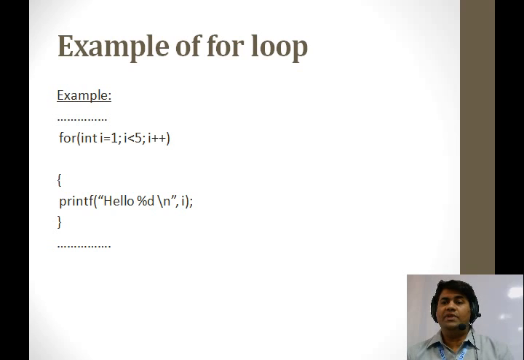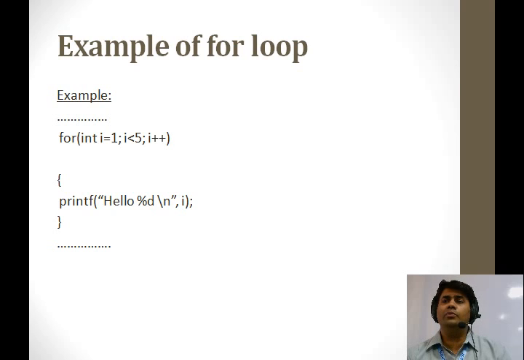And inside the loop there is a printf statement which will print the output. It will print hello, and in place of %d it will print the value in i, that is 1. So it will print hello 1. \n indicates that after printing hello 1 the cursor will go to the next line. After the loop body is executed, the direction condition executes, that is i++. It will increment the value of i by 1.